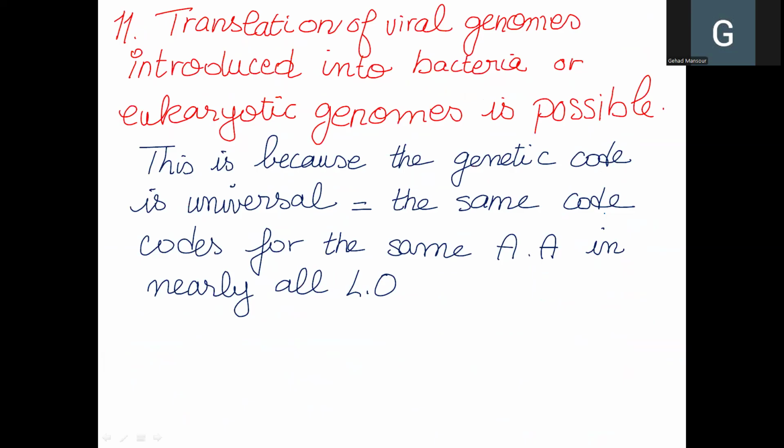Now, the translation of the viral genomes introduced into the bacteria or into eukaryotic genomes is possible. This question number 11 is related to what we have just said in the previous question, that the genetic code is universal. The question says that if you introduce a viral genome into a bacteria or into a eukaryotic genome that is totally different from the viruses, yet it can be translated again and again because the genetic code is universal and the same code codes for the same amino acid in nearly all living organisms.